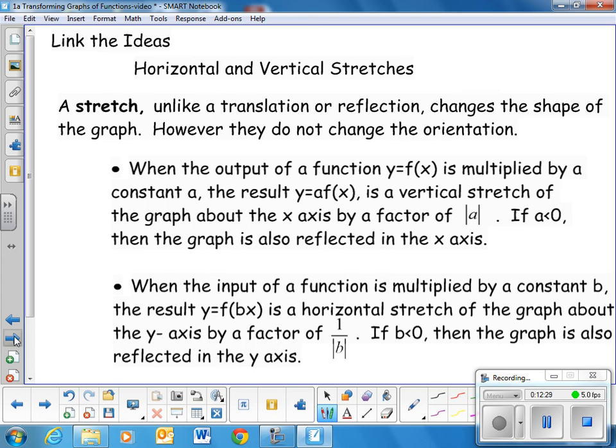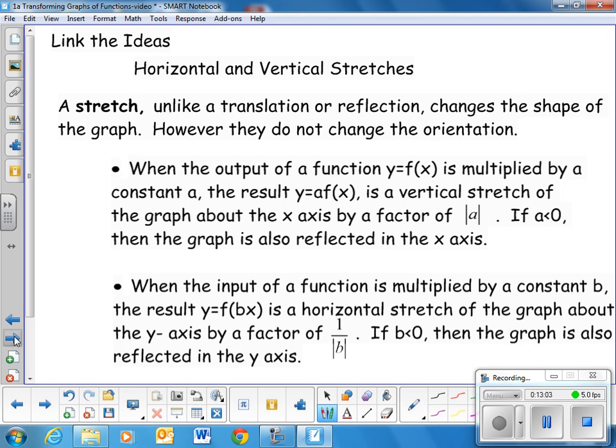Now let's look at stretches. So we have horizontal and vertical stretch. A stretch, unlike a translation or a reflection, will change the shape of the graph. However, a stretch will not change the orientation. When the output of a function, y equals f of x, is multiplied by a constant a, the result, y equals a f of x, is a vertical stretch of the graph about the x-axis by a factor of the absolute value of a.